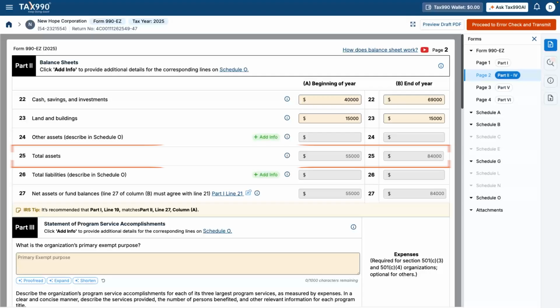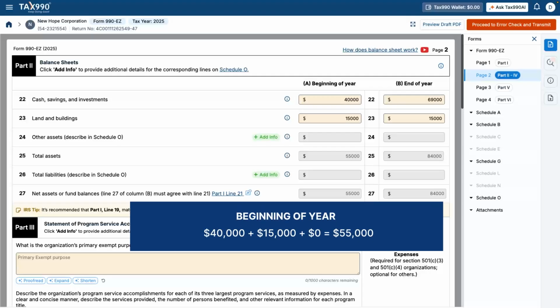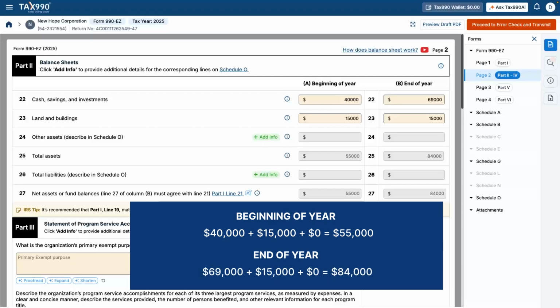Line 25, total assets. This line totals everything the organization owns. It is calculated as line 22 plus line 23 plus line 24. For our example, at the beginning of the year, $40,000 plus $15,000 plus 0 equals $55,000. For end of year, $69,000 plus $15,000 plus 0 equals $84,000. These values should auto-populate. This represents the full financial resources of the organization.